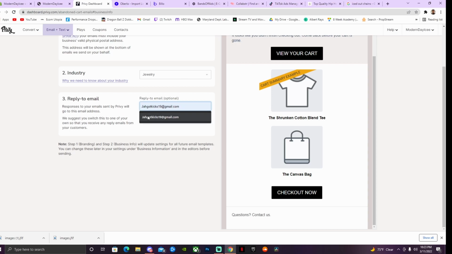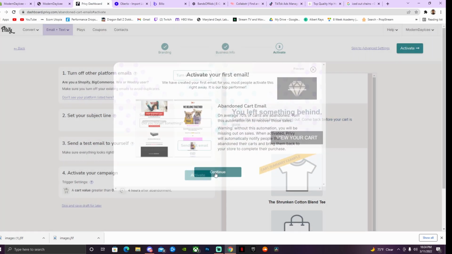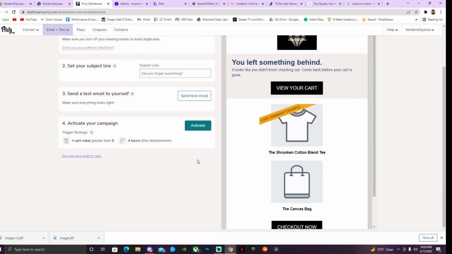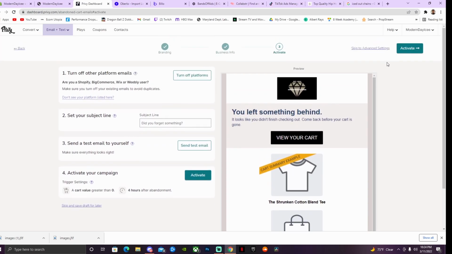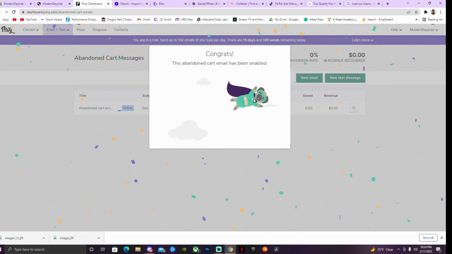Okay, then you want to have your email address. No one's going to reply to your email. Basically, either they're going to see your abandoned cart email and get back to your store, or they're just going to ignore it. No one usually replies to your email, but you can add your email if you want to. Then we're going to hit continue. We're going to hit activate your first email, and now your abandoned cart email is active.